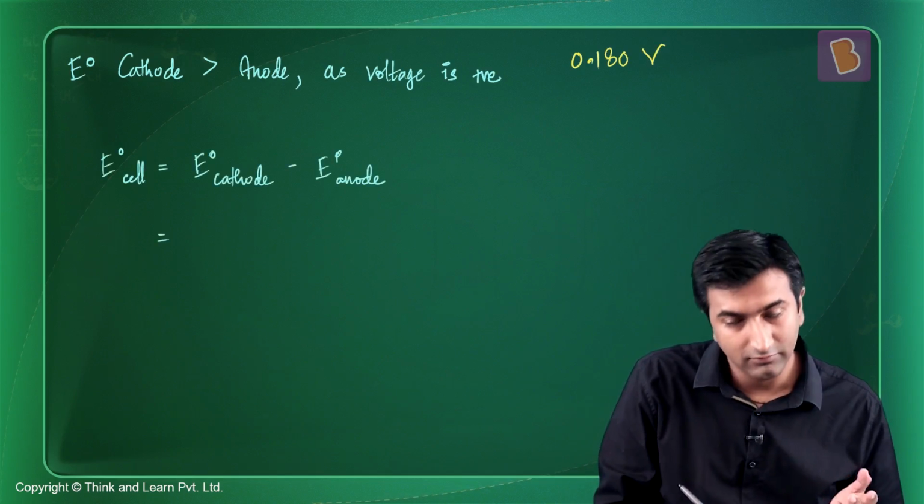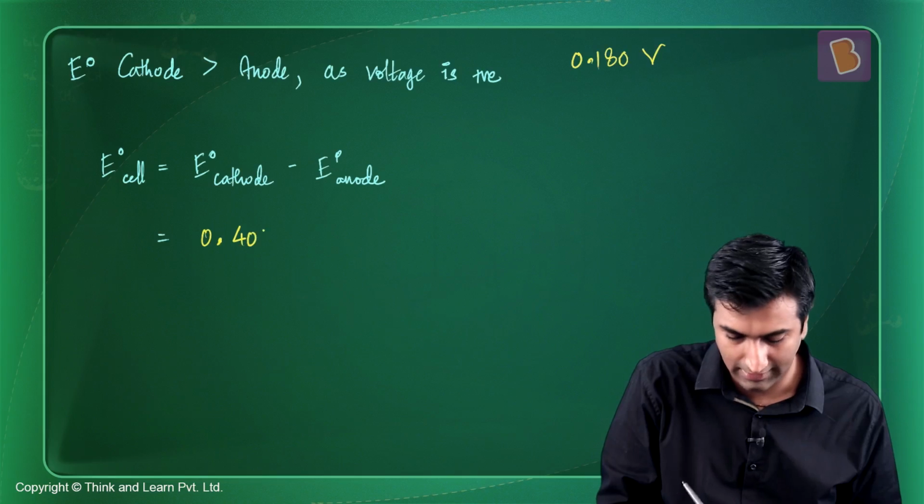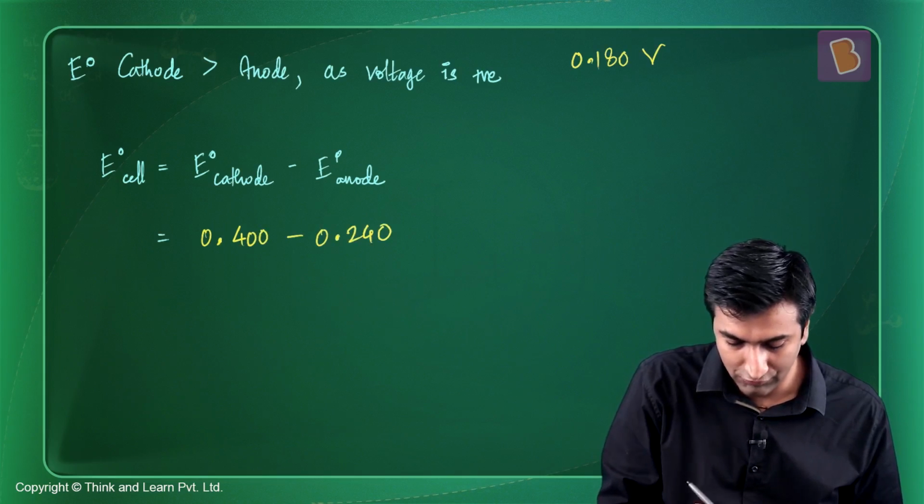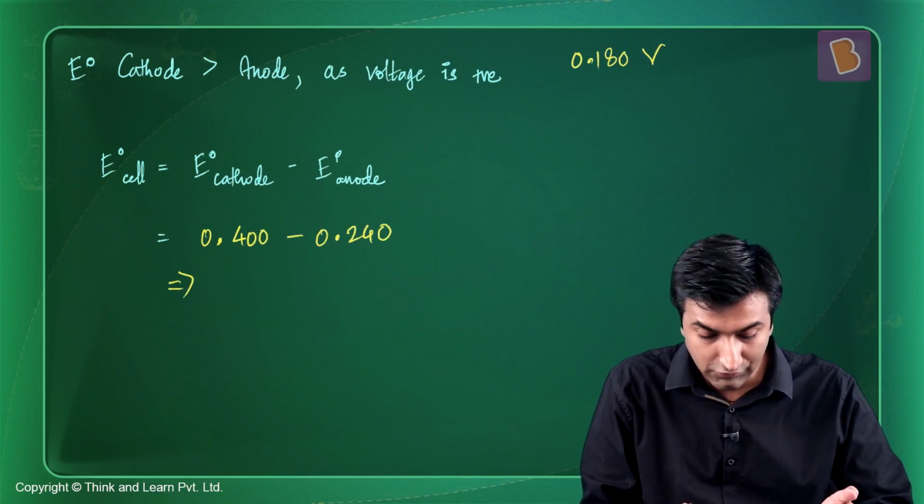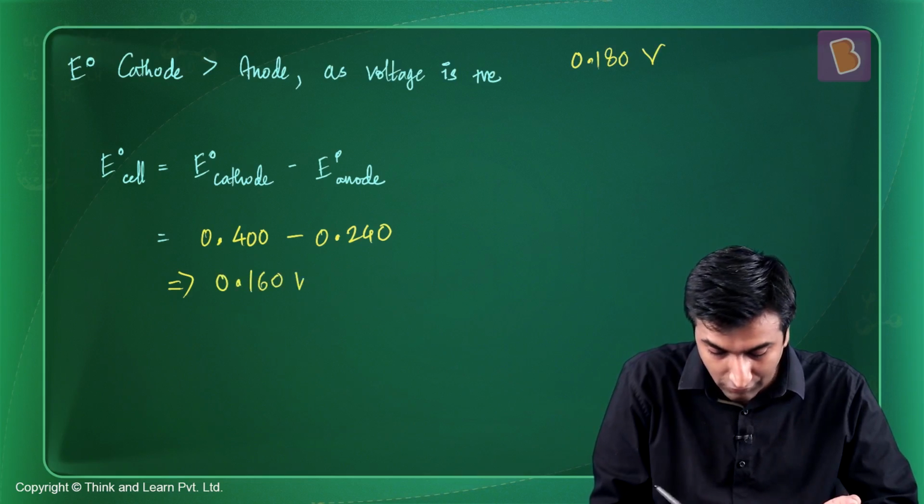So here, hence we know which one's the anode, which one's the cathode. So this is going to be 0.4. Let me write the full thing now. 0.400, 0.240. I'm going to use these values in this manner because of this idea here. So E naught cell is simply going to be equal to 0.160 volts. Okay.